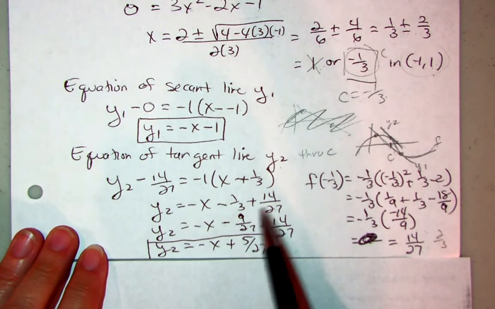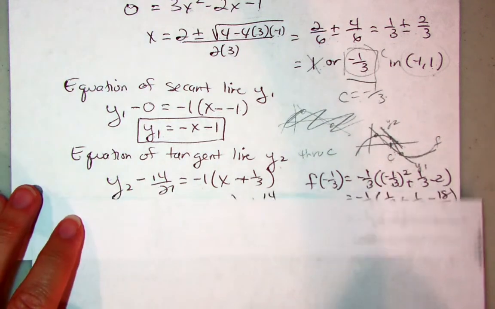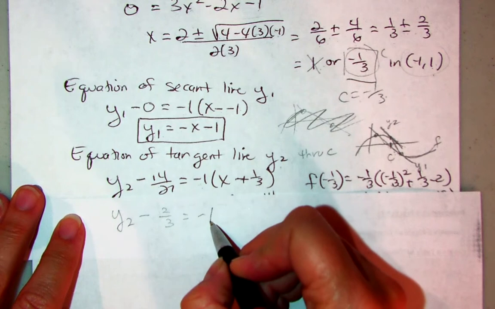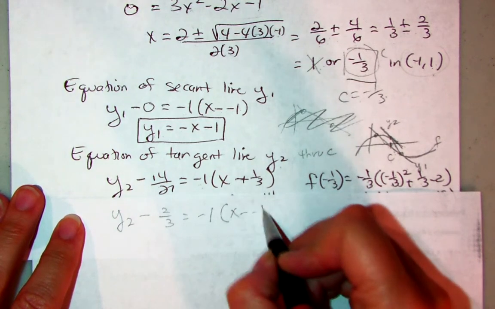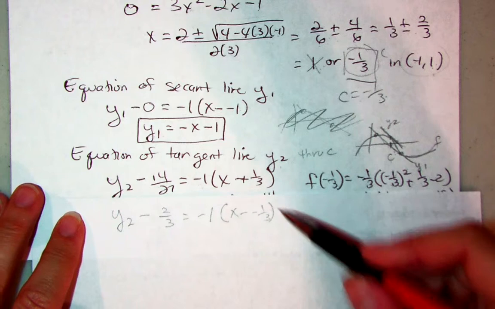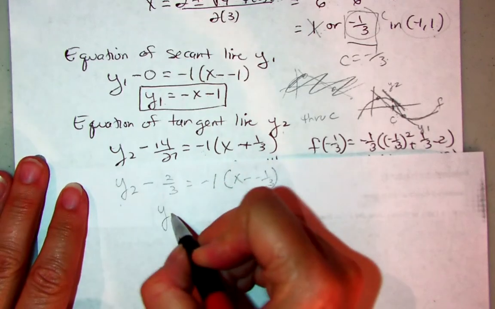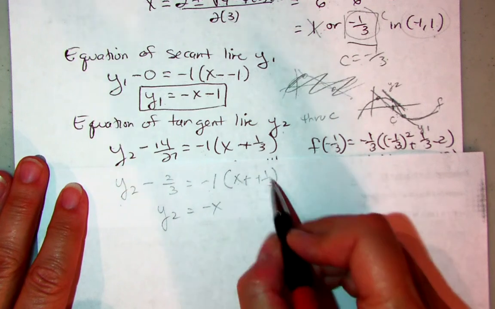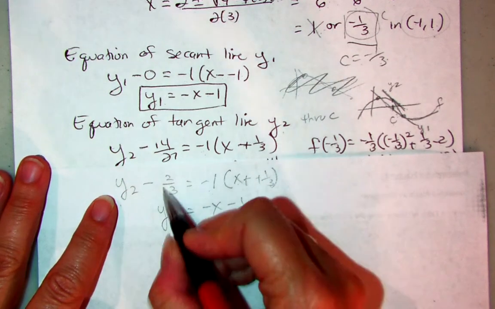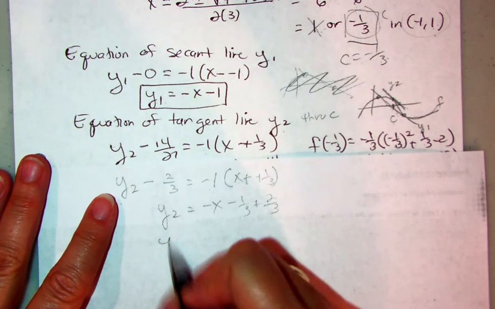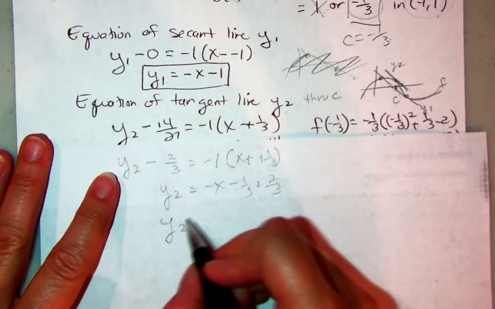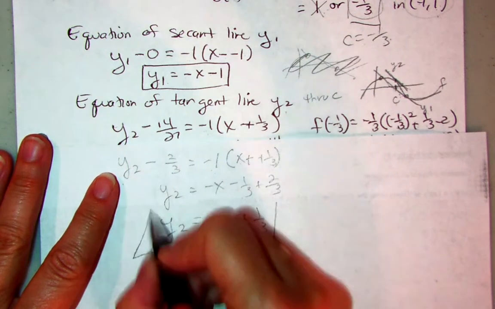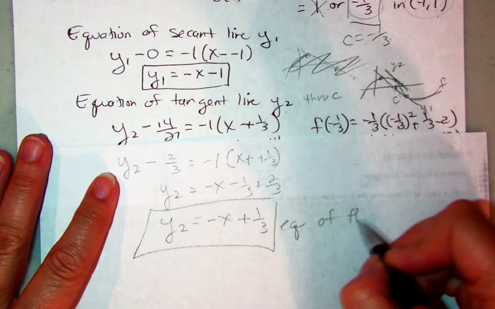I should have cleaned it up. Well, how about I just do that right now? y2 minus 2/3 equals negative 1 times x minus 1/3. Right? So that's y2 equals negative x. That's really plus, so a negative 1 times a positive 1/3 is negative 1/3. And I'm going to add 2/3 over here. Again, this is the slope. This is the equation of the tangent line. Negative x, I'm going to add that together. That's the equation of the tangent line.